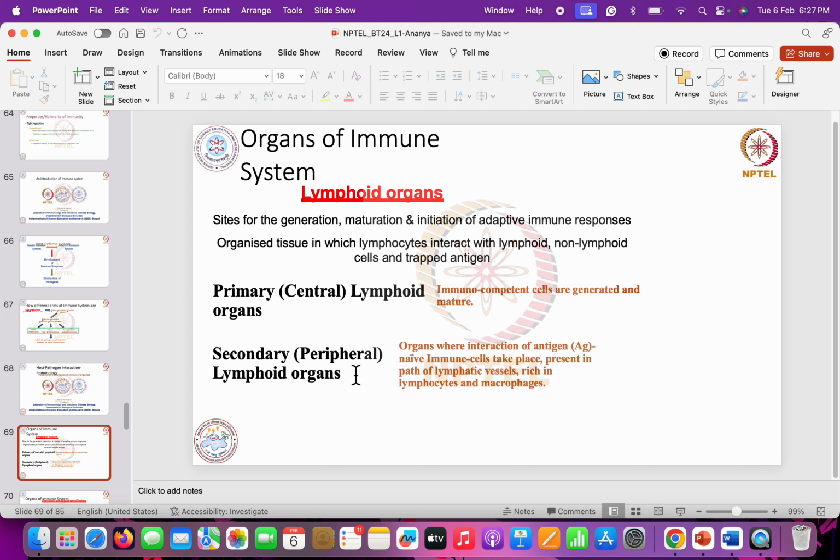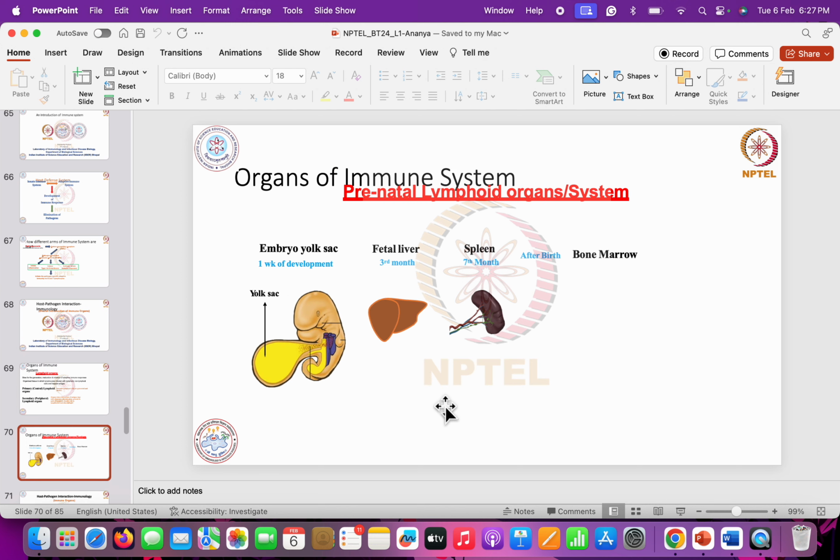Secondary or peripheral lymphoid organs are organs where interaction of antigen and naive immune cells takes place, present in the path of lymphatic vessels, rich in lymphocytes and macrophages. So secondary lymphoid organs are where interaction of antigen and naive immune cells take place.